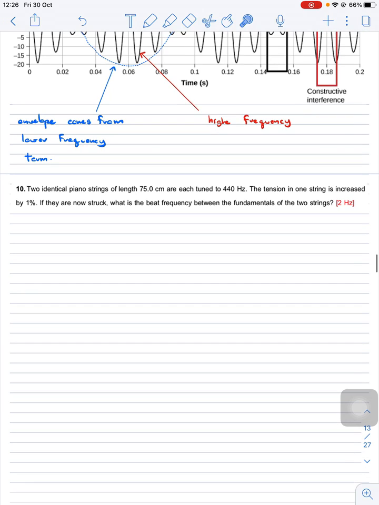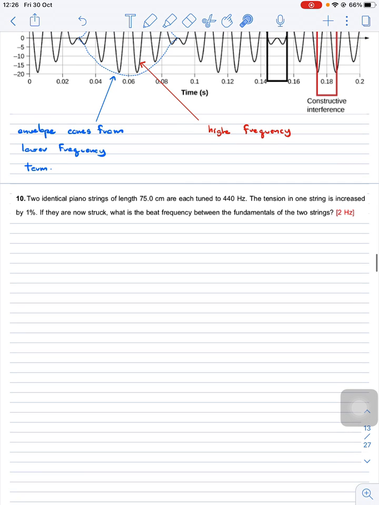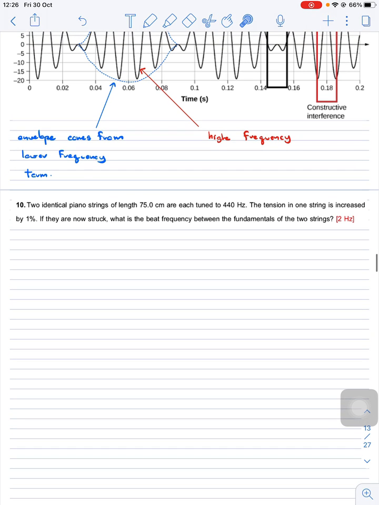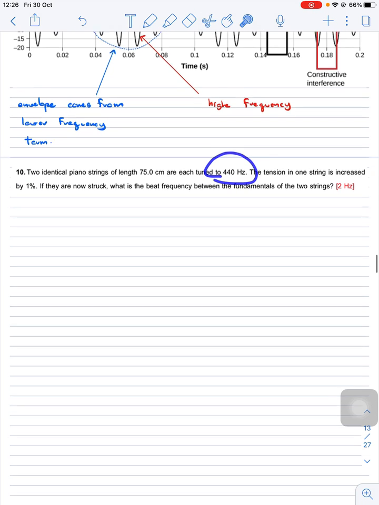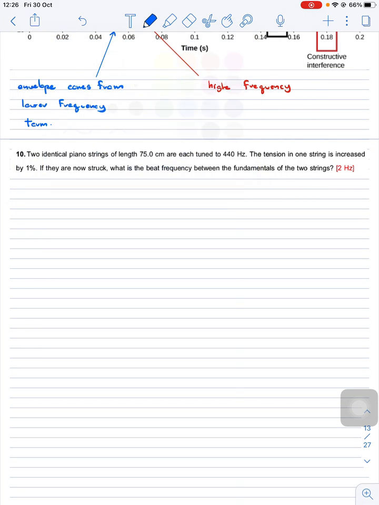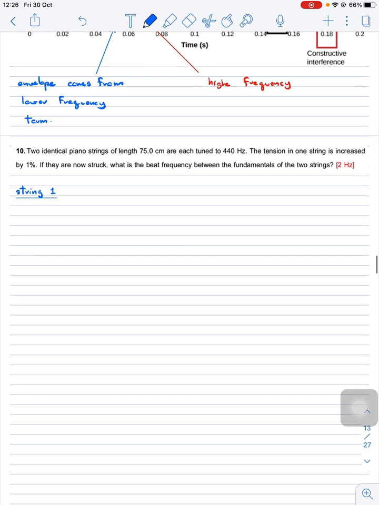Okay, so what does it mean by the beat frequency here? It means that we need to find the difference between the two frequencies: the one with the frequency equal to 440 Hz, and the other one, which has the tension increased by 1%. So it means that the frequencies should be different. Okay, so let's find the string one first.